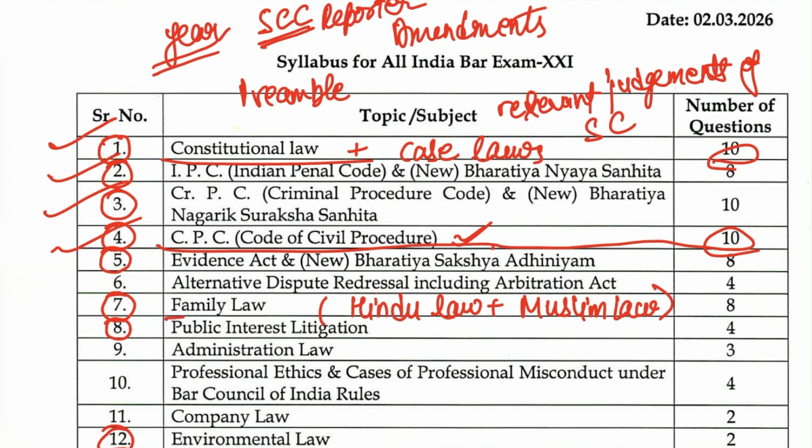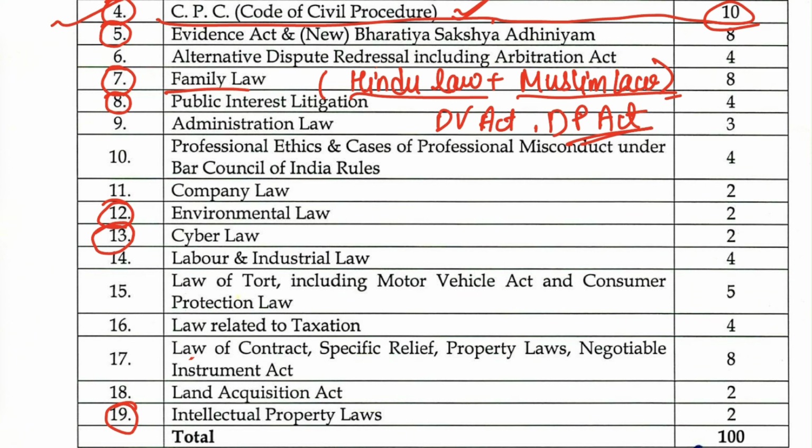After that, family law is an easy subject to cover, Muslim law and Hindu law. Also, you can go with the laws which are related to women. In the previous year, some of the questions came from the laws which included women, like the DV Act or DP Act. It is not necessary to read this, but the question might appear in your exam. Majorly, you have to go with the Hindu law and the Muslim law.